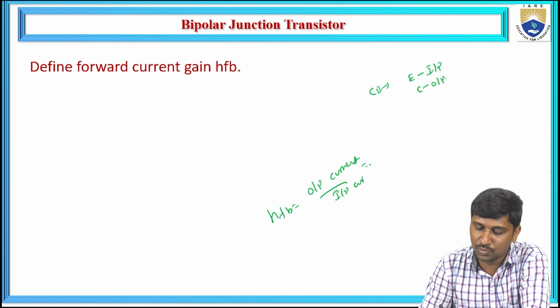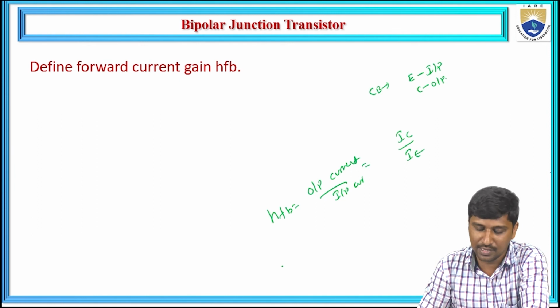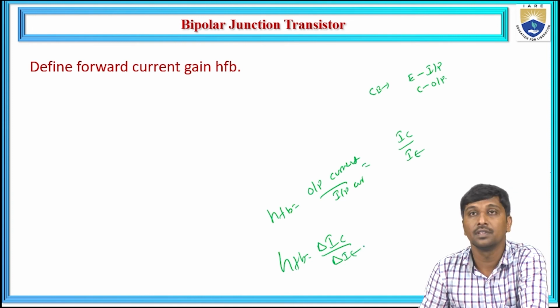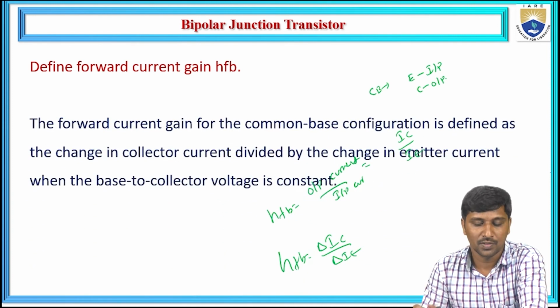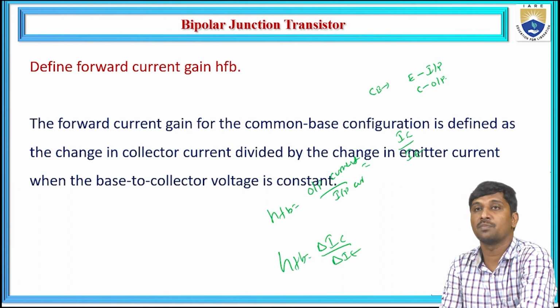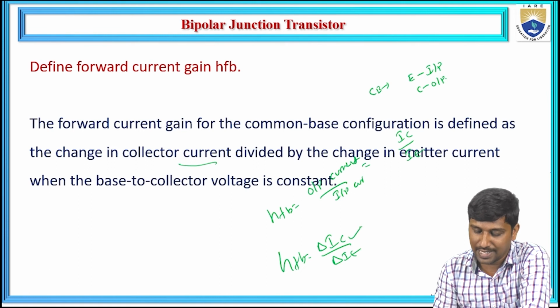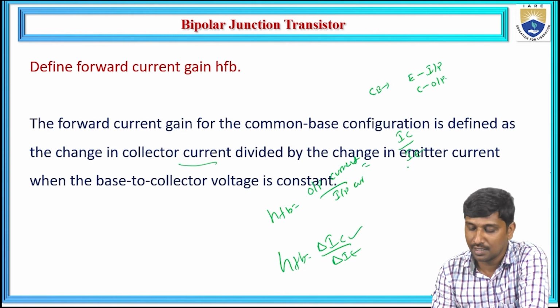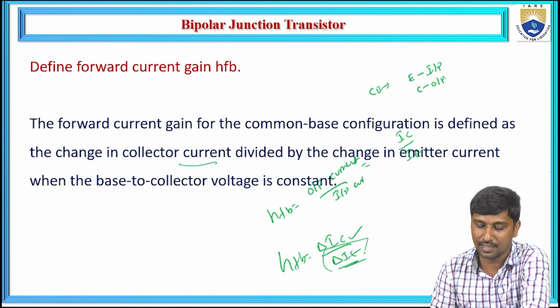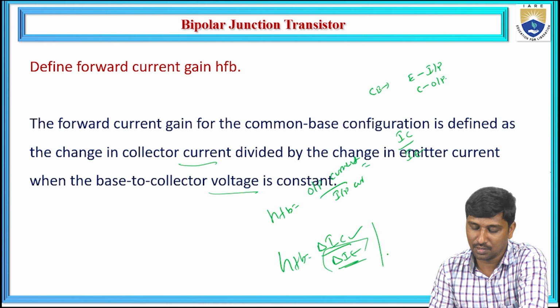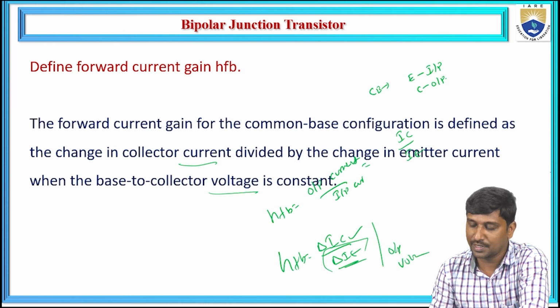So what is the output current? Output current means collector current. Input current is emitter current. So hence HFB is represented as the rate of change of collector current with respect to the rate of change of emitter current. So the forward current gain for the common base configuration is defined as the change in collector current, delta IC, divided by the change in emitter current, delta IE, by keeping the output voltage constant. So here we need to maintain the output voltage constant.